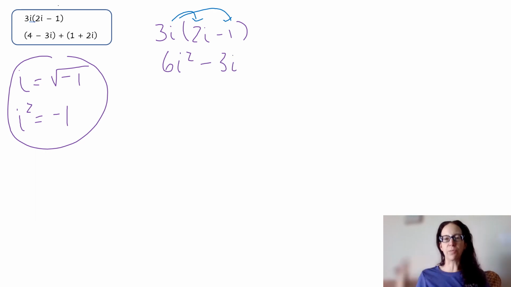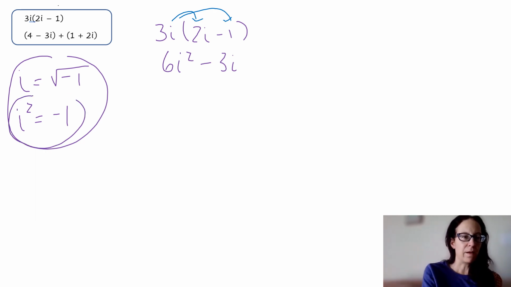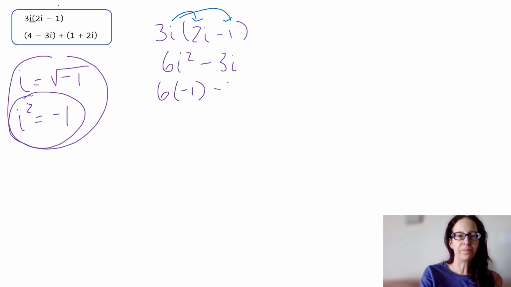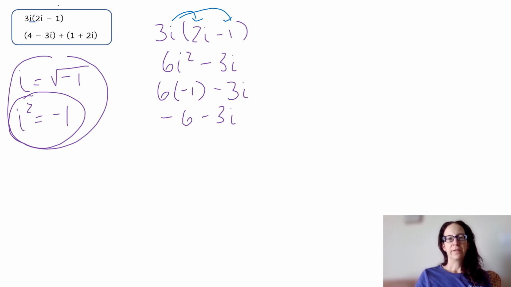Now, if you were dealing with x's, that would be the end of the problem. But we're not dealing with x's, we're dealing with i's. So while they look like variables, and we often treat them like variables, they are not variables. We know exactly what i is. i is equal to the square root of negative 1. Therefore, i squared is equal to negative 1. And we end up with negative 6 minus 3i. Yay.